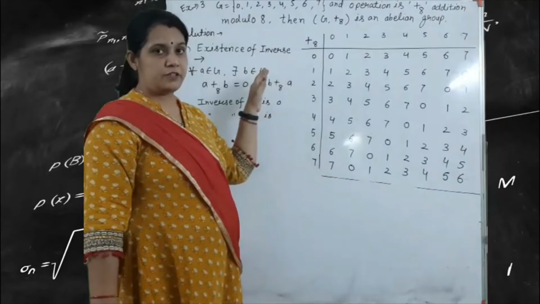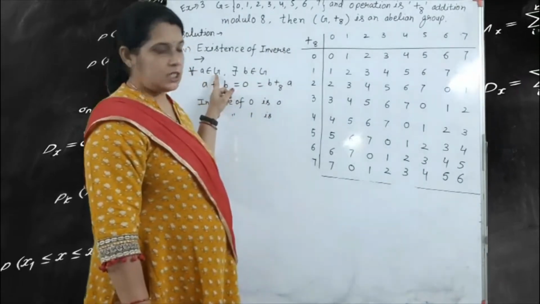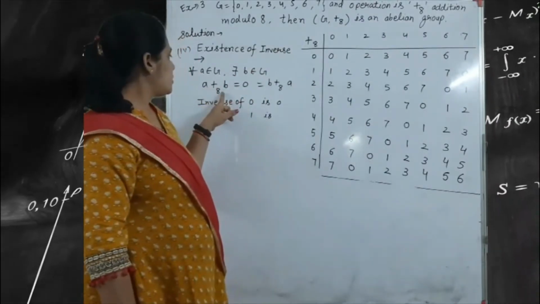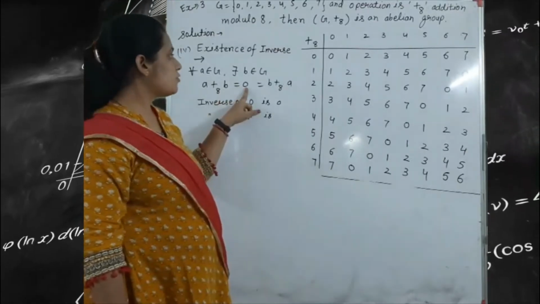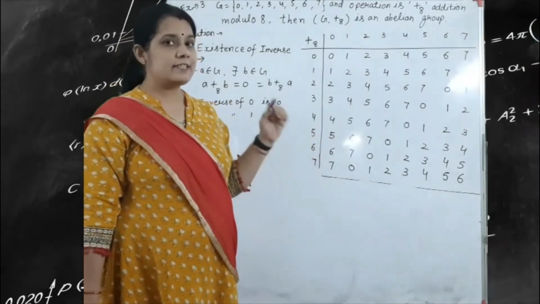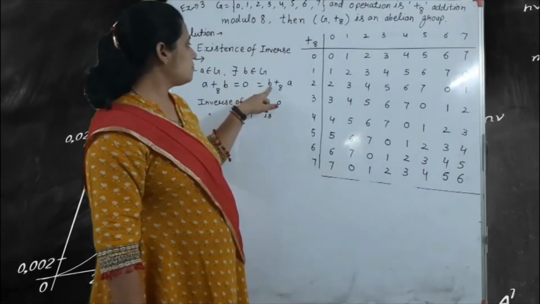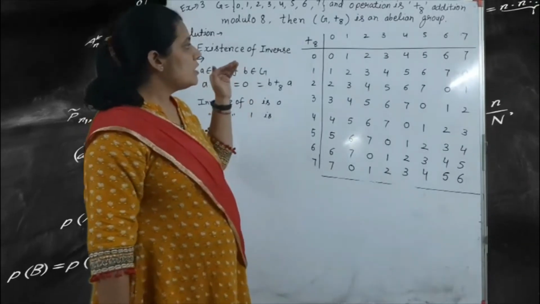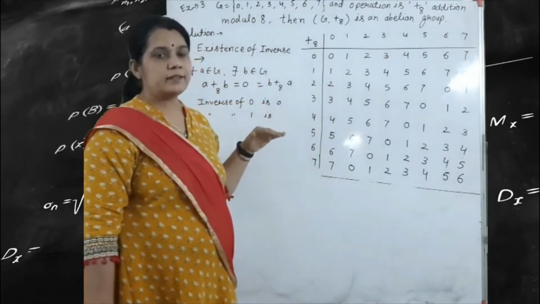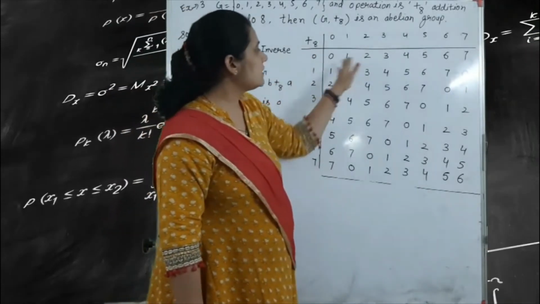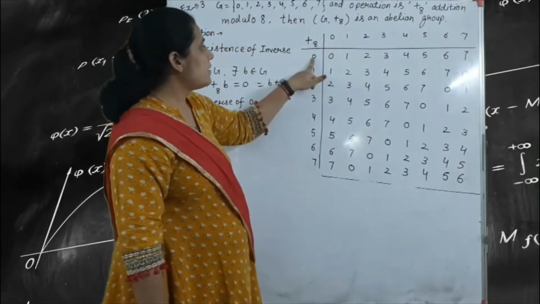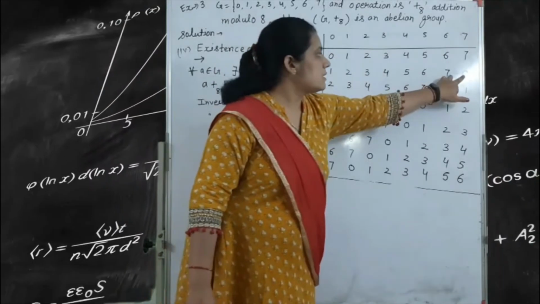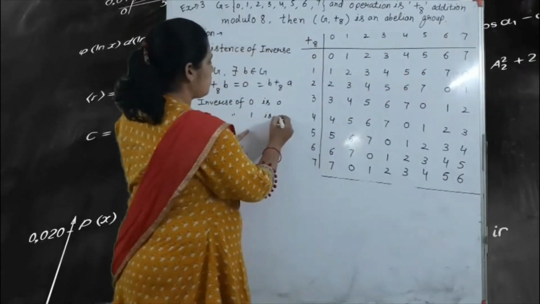So the next property is the existence of the inverse. For all A belongs to G, there exists B belongs to G, that means A addition modulo 8 B is equal to 0, because the identity element is 0. So 0 is equal to B addition modulo 8 A. That means the inverse. This is a very easy process for finding the inverse of every element. So you see in every row the 0 element. The inverse of 0 is equal to 0. Inverse of 1 is equal to 7, so we write here 7.